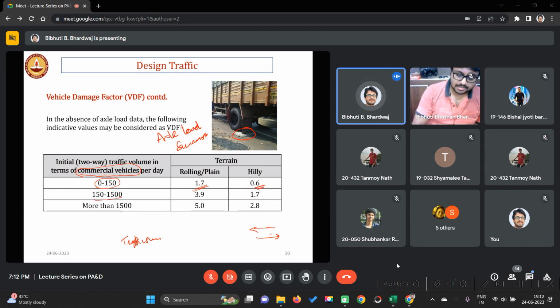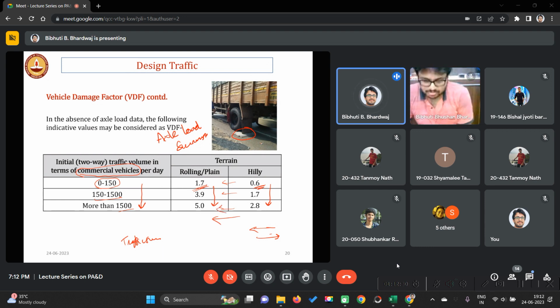If it is more than like this, so here two trends can be seen. Okay, so one is like when the commercial vehicle per day is increasing, its VDF is also increasing irrespective of the terrain type. Okay, second trend is compared to hilly terrains, the VDF of rolling or plain terrain is more irrespective of CVPD.